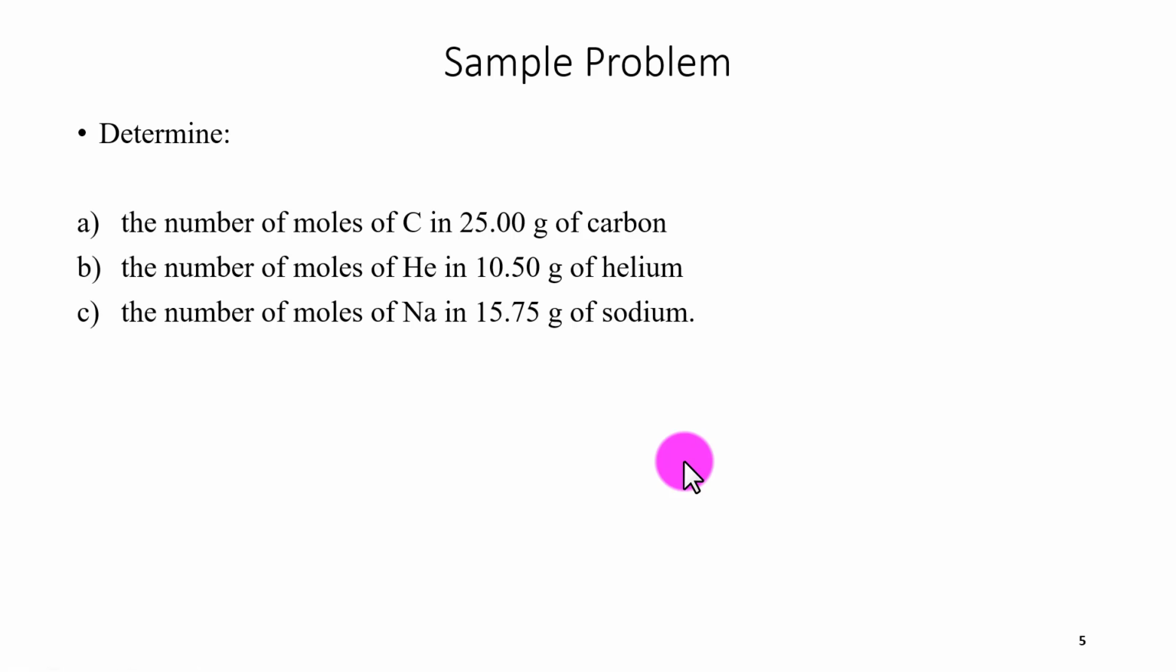Here's a sample problem. Determine A, B, C: the number of moles of carbon in 25 grams of carbon, the number of moles of helium in this much helium, the number of moles of sodium in this much sodium. I am going to work A for you, and then you can try B and C on your own. When we do these calculations, we better have our periodic table handy because that is where we're going to get some of the information that we need to be able to solve these types of problems.